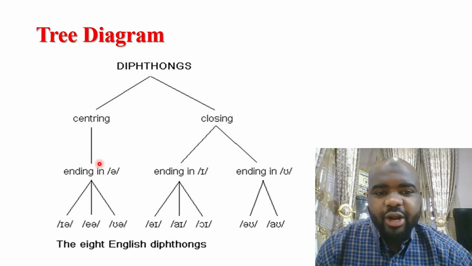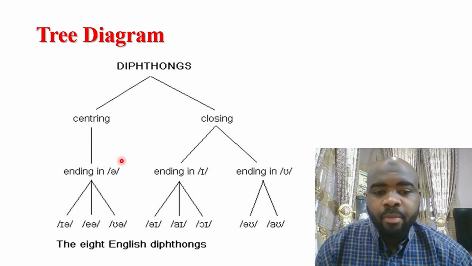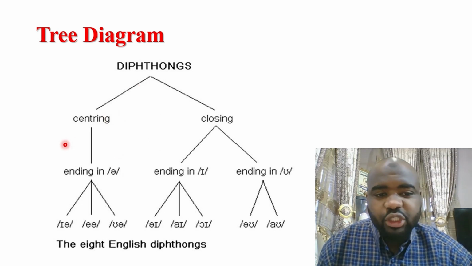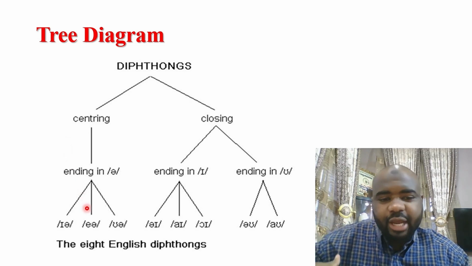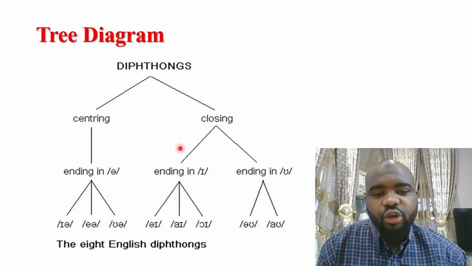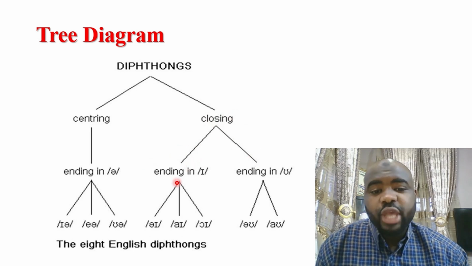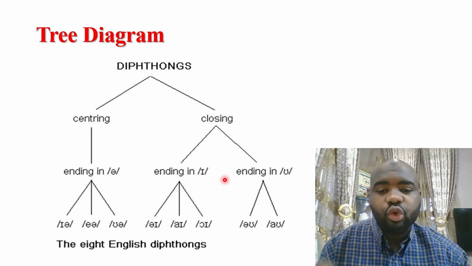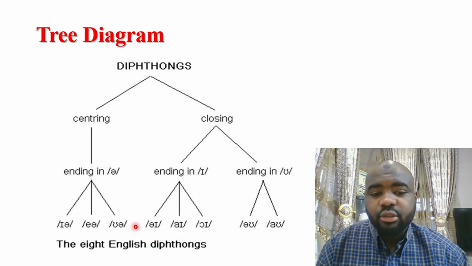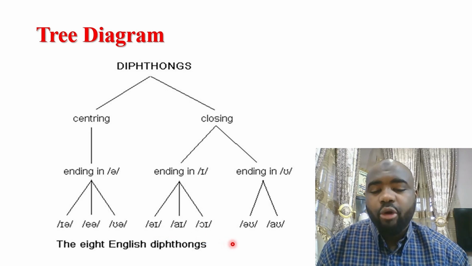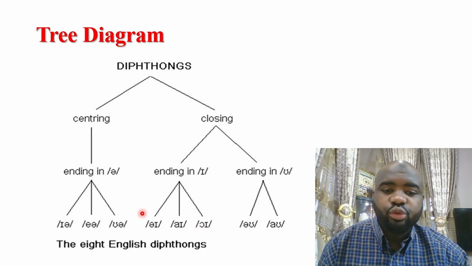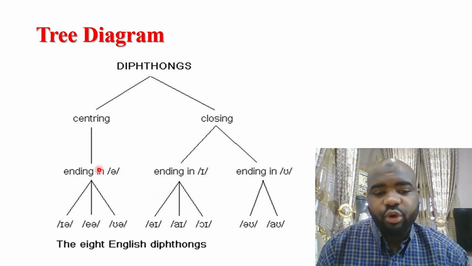Now, the tree diagram of the diphthongs. We have three sets of diphthong sounds. The first one is the centering ending, meaning they end in the center, schwa, like ear, air, and ua. Then we have two kinds of closing endings: closing in the e sound, like I, oi, and closing in the oo sound, like ow. We'll move on to find out more about the following sounds.